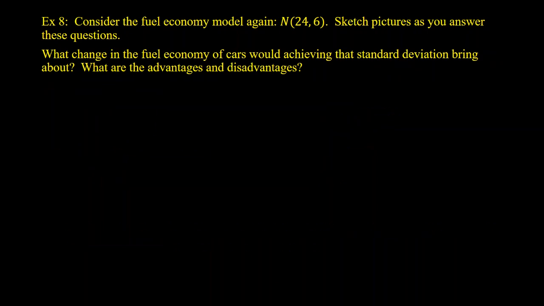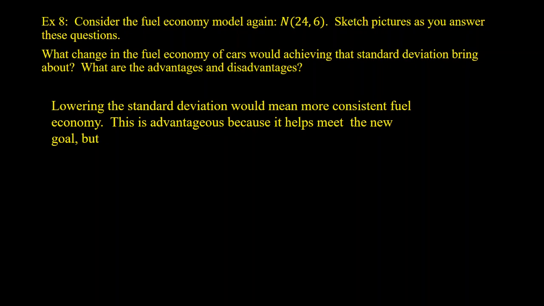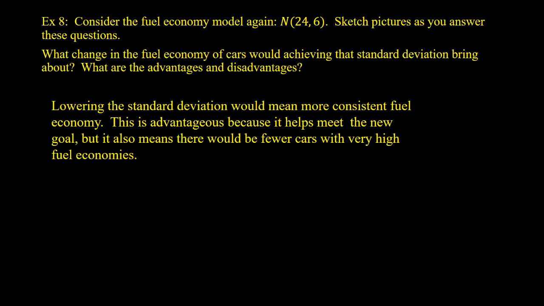What change in the fuel economy of cars would achieving that standard deviation bring about? What are the advantages and disadvantages? Lowering the standard deviation would mean more consistent fuel economy. This is advantageous because it helps meet the new goal. But it also means there would be fewer cars in the very high fuel economies, because it brings everything on both sides closer to the mean. So all fuel economies will be closer to that 24 miles per gallon. If you bring the lower end up, you have to bring the higher end down as well.